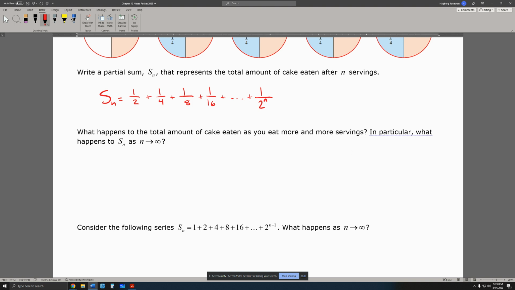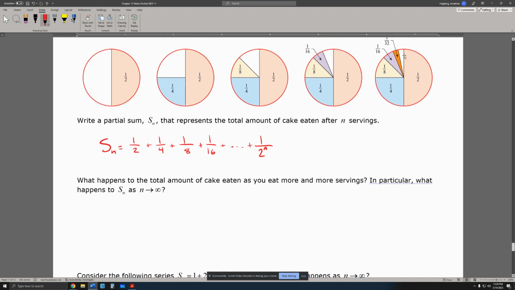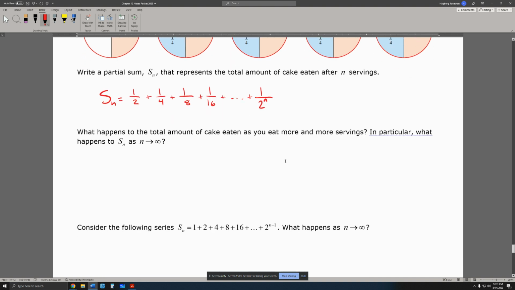Well, because we are eating less and less within each serving, I'm getting closer and closer to completing the cake. Now, of course, I'll never finish the cake. If this is mathematically true, we're never going to finish the cake, but we're going to approach finishing the cake. Finally, we're going to get really close to finishing that cake. So as n approaches infinity, Sn approaches 1. We almost have completed one whole cake.